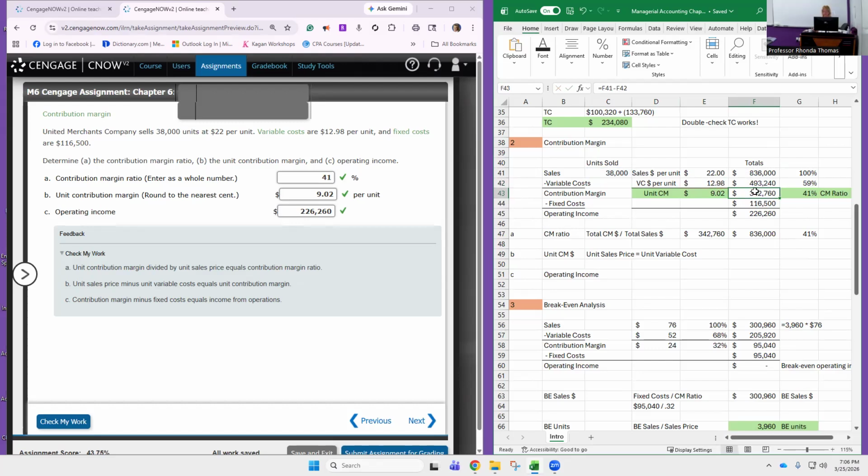Okay, and then you know that the variable cost gets subtracted first to find out what our contribution margin is. And so we have this much contribution margin, and then we subtract the fixed costs. Okay, so subtract the fixed costs, and we can find our operating income. Operating income is 226,260. Okay, 226,260.